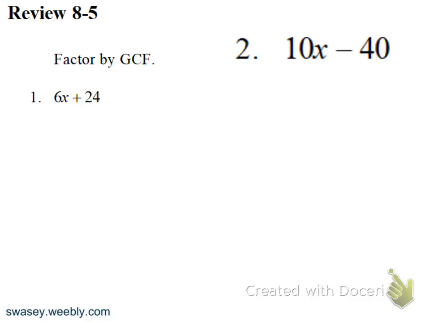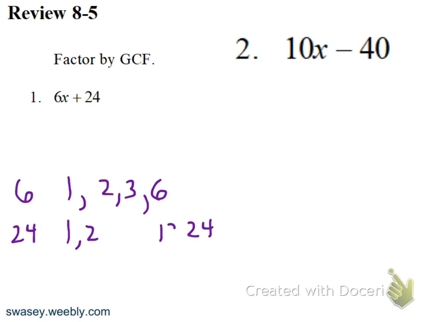All right, here we're factoring by greatest common factor. When you think about your factors of 6, you could multiply 1 times 6 and get 6, or 2 times 3. When you think about your factors of 24, you do 1 times 24, 2 times 12, 3 times 8, or 4 times 6. So you're looking for the biggest number that's in each list, the biggest one that they have in common, and so you see the 6.